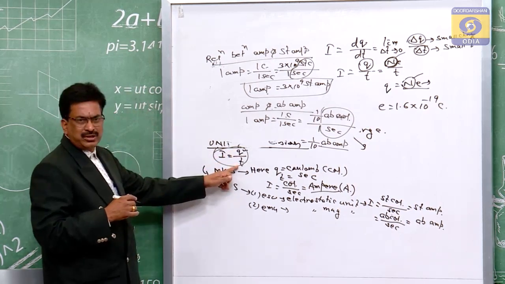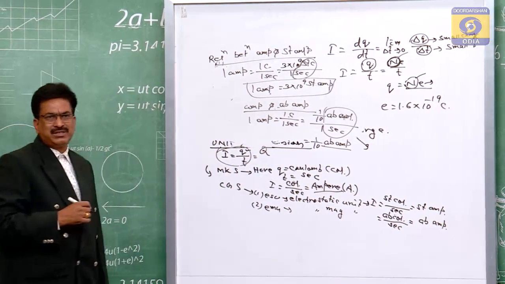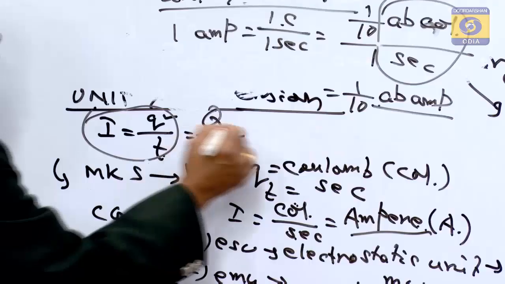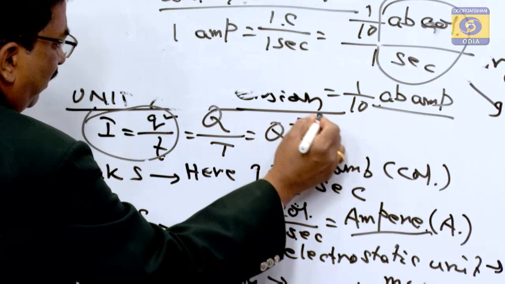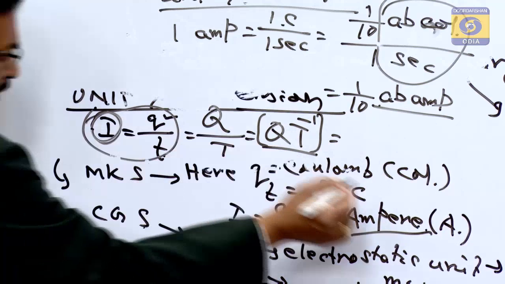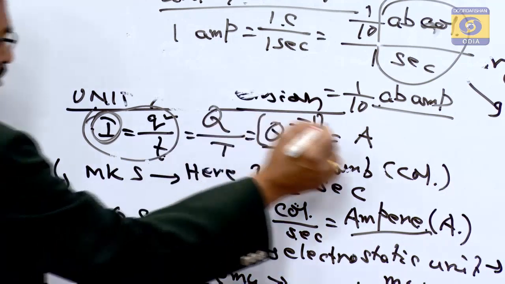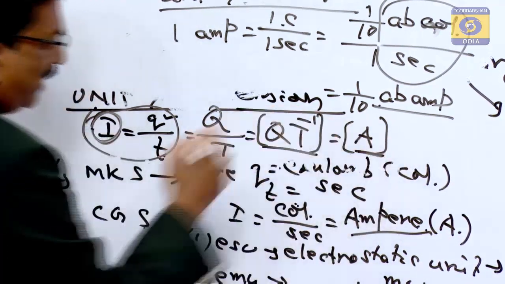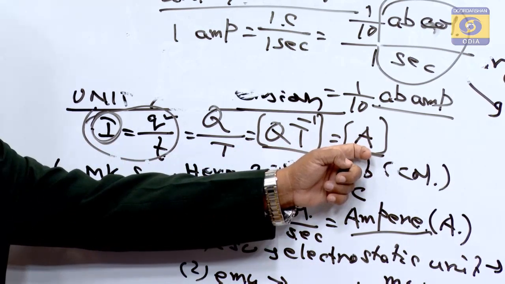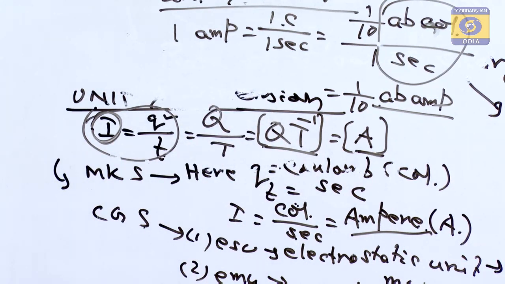So, the formula is Q by T. Q is one of the fundamentals, represented in the dimension as Q, and T is also a fundamental, that is T. So, this is equal to QT inverse. Or this is I, meaning the ampere, and ampere starts with the letter A, so this can also be written as A. So, either you write the dimension, meaning the symbolic representation, by the symbol A, or in terms of Q and T inverse.